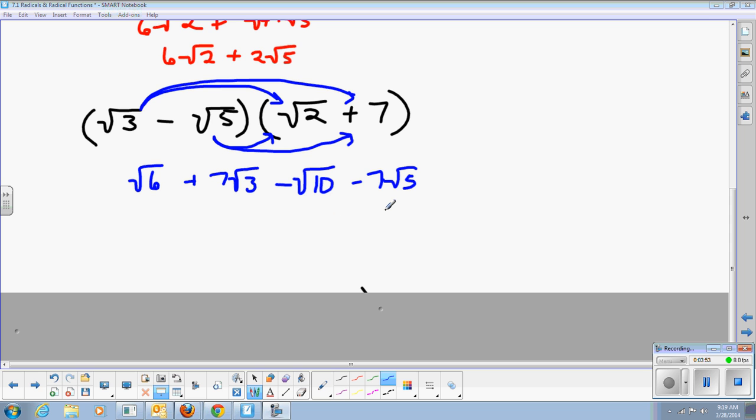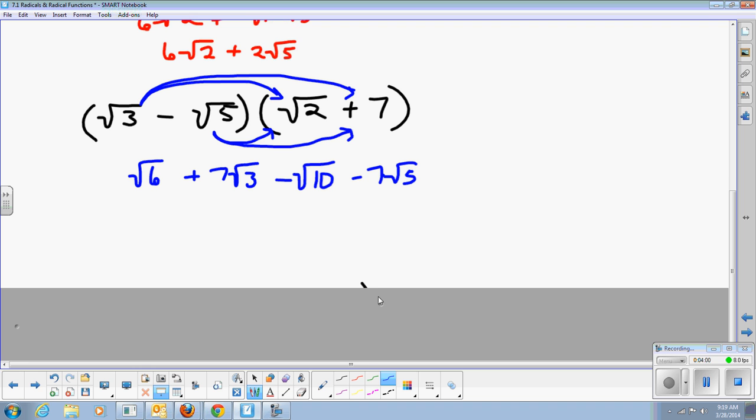This is the thing about radical numbers. Since they're irrational, a lot of times we end up with extra terms that are more than what we're used to seeing. But that is how it works.